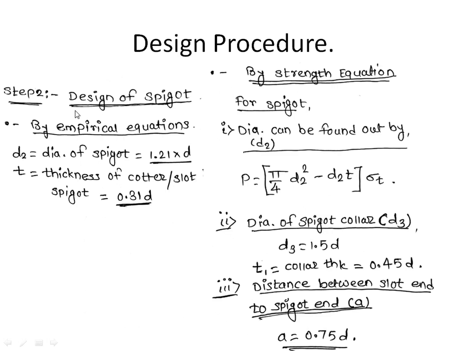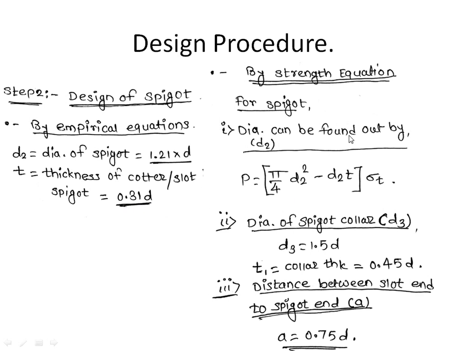In step 2, we have to design the spigot. The spigot can be designed in two ways, either by empirical equation or by strength equation. If you are using the empirical equations for designing the spigot, the diameter of the spigot, that is d2, can be taken as 1.21 times the diameter of rod. The thickness of slot in the spigot for accommodation of cotter is taken as 0.31 times diameter of rod.